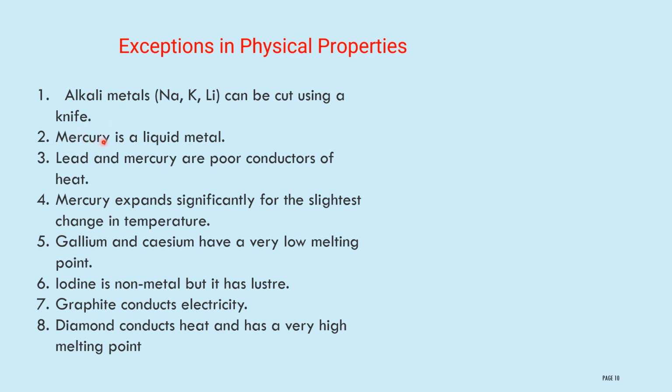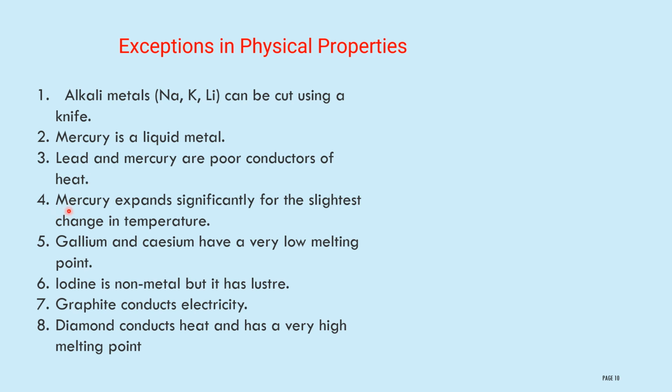Second one, mercury is a liquid metal. Almost all metals are solid. Only mercury exists in the liquid state. Third one, lead and mercury are poor conductors of heat. Almost all metals are good conductors of heat and electricity, but only lead and mercury, only these two, are poor conductors of heat.